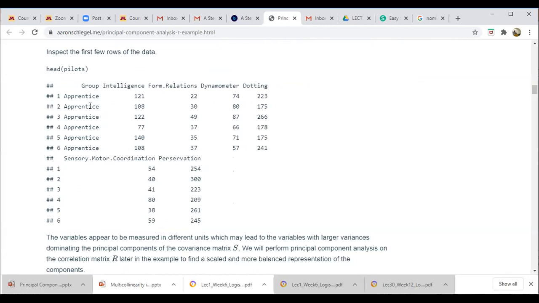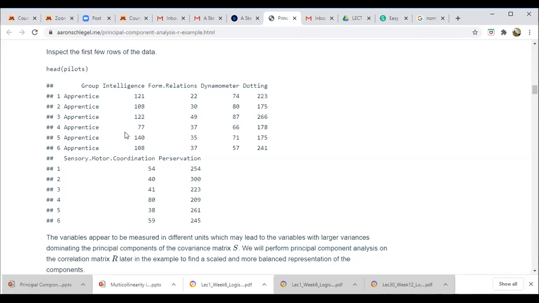We actually want to consider apprentice 1, 2, 3, 4, 5, and 6. This is the group. This is for intelligence. This is formulation. This is a denominator dotting, and so on like that. Can you see that now? So 1, 2, 3, 4, 5, 6. This is for the 6 apprentices.